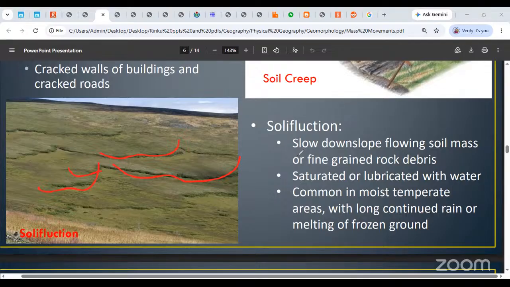What happens if the water remains in the upper layer? The layer becomes a little fluid, a little lubricated, and it starts to trickle down the ground in such a fashion. This is called solifluction. Is this understood? This usually happens in humid, temperate regions or semi-frozen regions where you have received a little rainfall or a little precipitation. Clear so far?